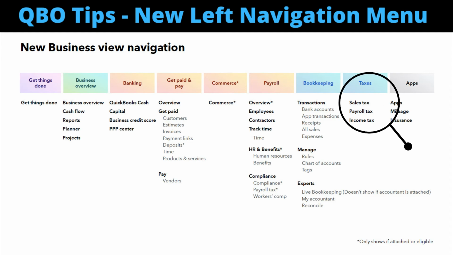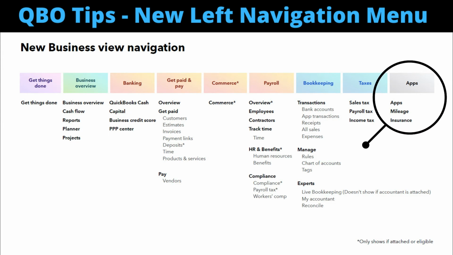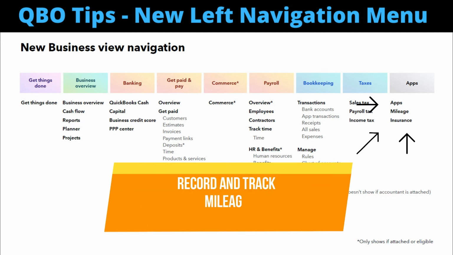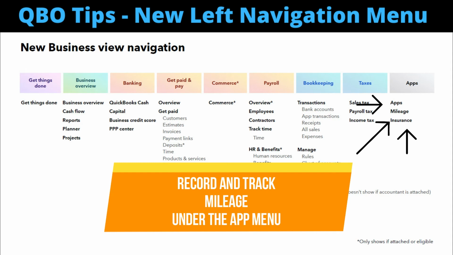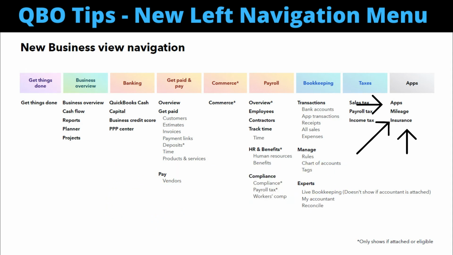The next menu is taxes, and this is payroll and sales tax. They do note income tax here, but I would assume this is only for people who are integrating with TurboTax or ProConnect Tax, and I'm not sure many people do. Apps is pretty straightforward, but one of the main things here I would like to note is that your mileage is here. So if you're recording and tracking mileage in QuickBooks Online, you would do this under the Apps section.